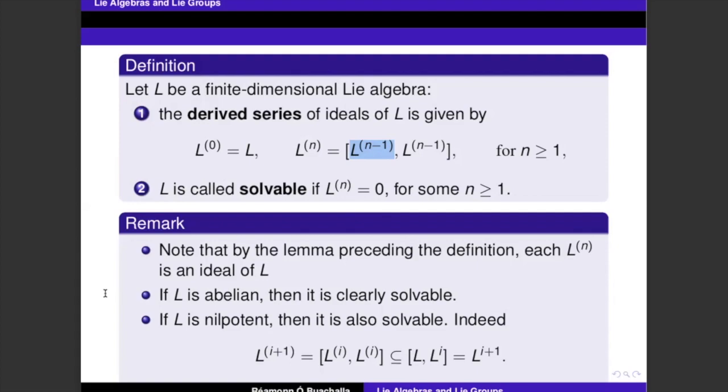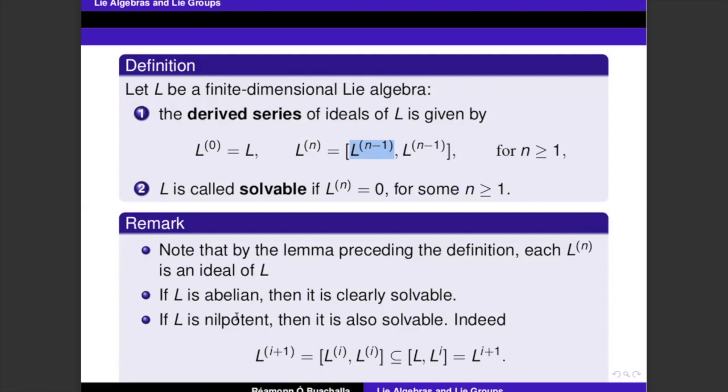What's an example? Well, the easiest example is something which is abelian, just like in the nilpotent case. Because then you take the commutator bracket, the first element in the series is L, and once you get to L1, it's already 0, because the commutator of any two elements is 0, so the whole thing will be 0. So just like nilpotency, abelian is a trivial example. And as I said before, solvable actually generalizes nilpotent.